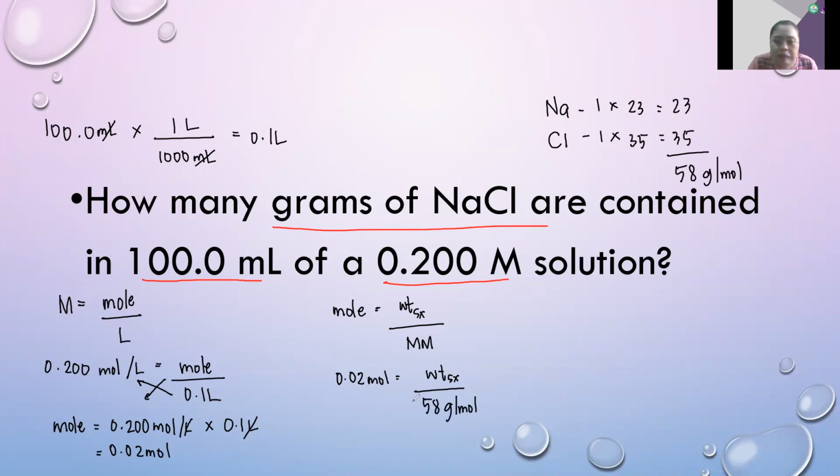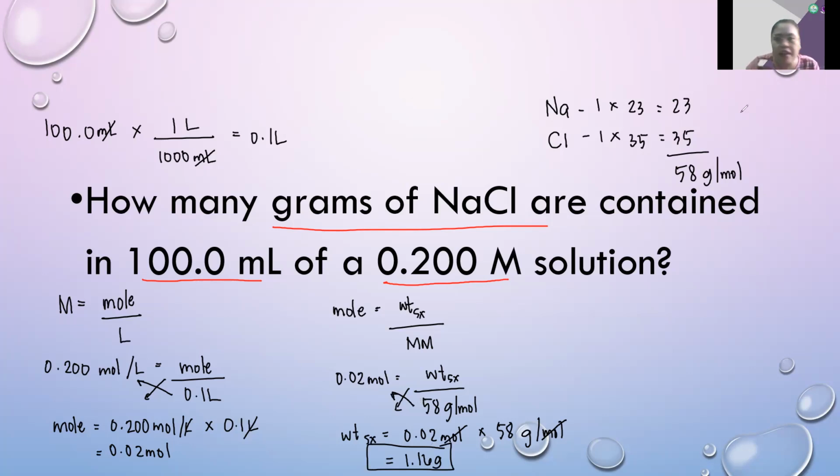Now, let's have the cross multiplication also with this. On the left side, you will have the weight of the sample, and on the right side, 0.02 mole times 58 grams per mole. As you can see, we can cancel the mole, and the unit left will be grams. So 0.02 times 58 is 1.16. This is the correct answer for the assignment yesterday. I hope you got the 1.16.